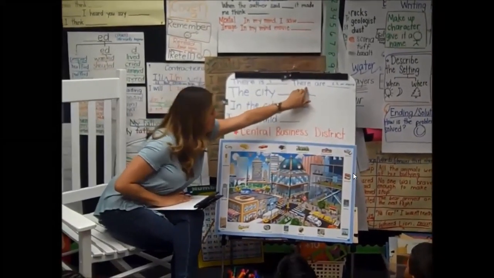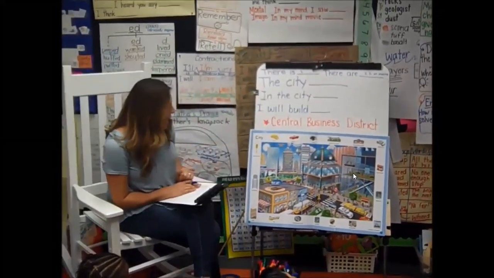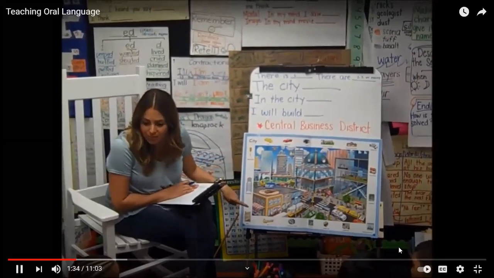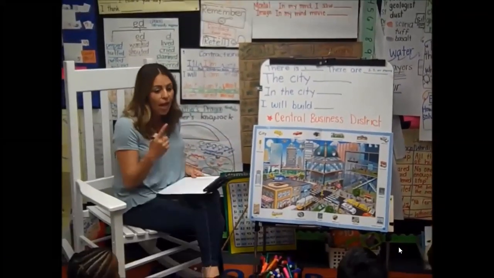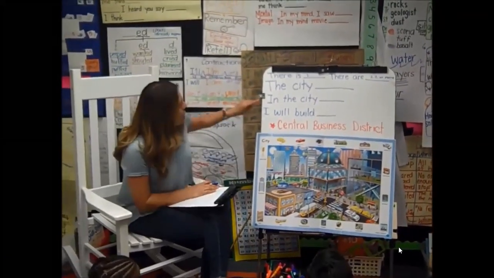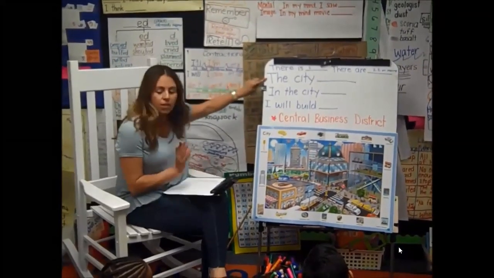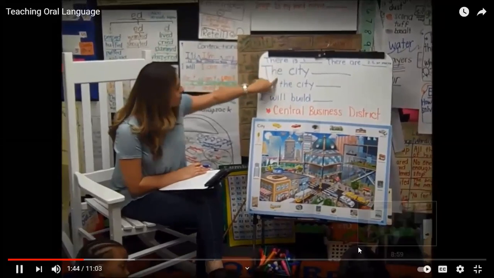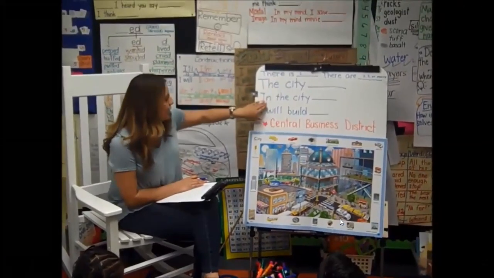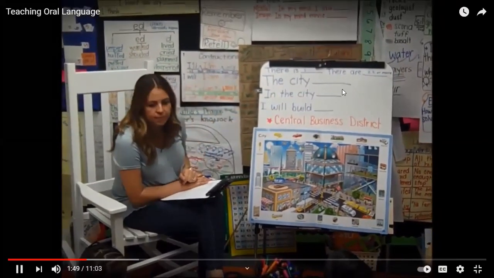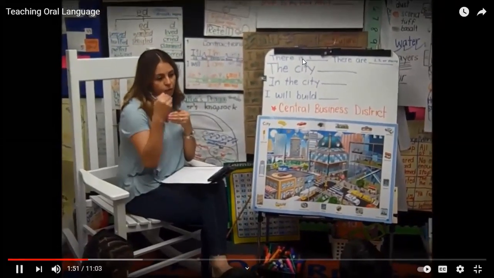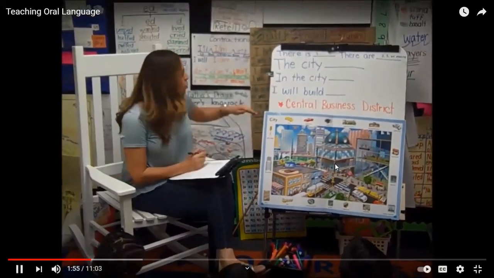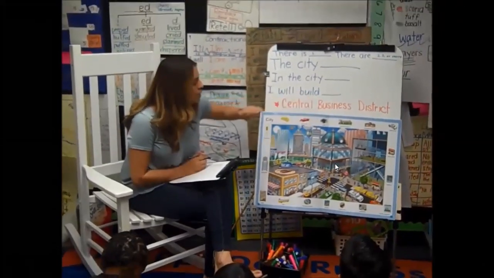Try it. There are. So I might say, there are lots of cars. Because there's not just one, there are lots. Then you might just want to talk about something else you see in the city. Try it. The city. You might say in the city. And if you want to use the future, because maybe you're going to think about building something in your own city, you can say, I will build.